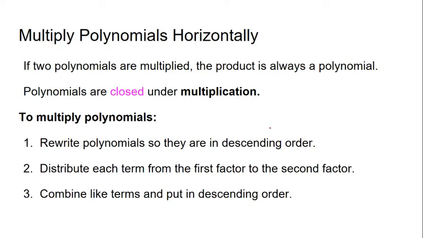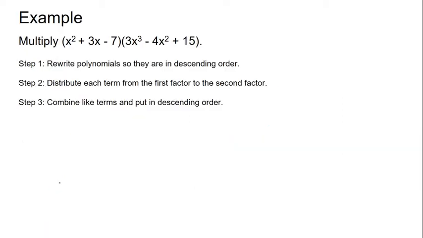We're going to rewrite our polynomials so they are in descending order. Then we are going to distribute each term from the first factor to the second factor. And then we're going to combine like terms and put in descending order. So our first step here is to rewrite so they are in descending order. So if we look at them, they're both already in descending order, so we don't need to change them at all. Now we're going to distribute each term from the first factor to the second.